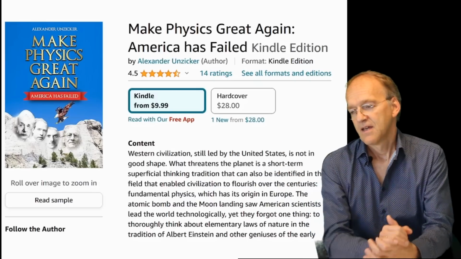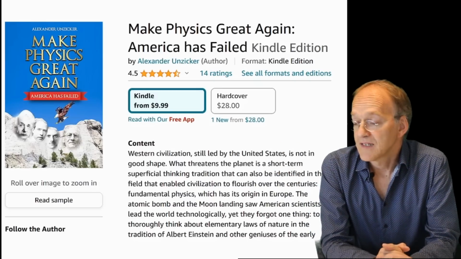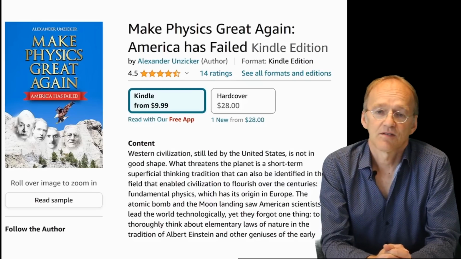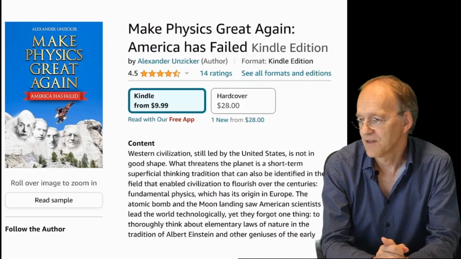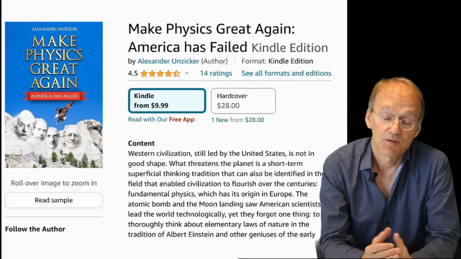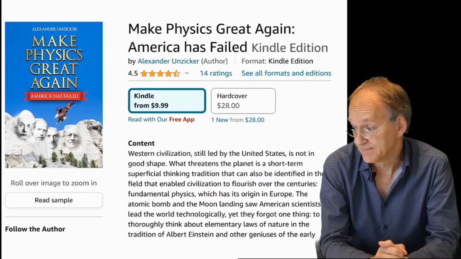And I described this in my last book, Make Physics Great Again. You find reference to the ether theories, but also to other problems, and I think that's the basic reason for the mess modern physics finds itself in.